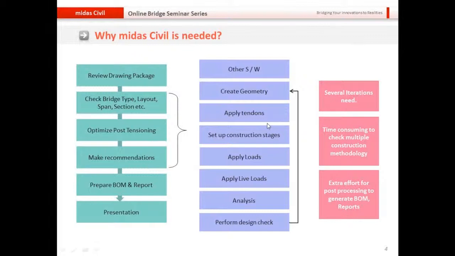And in tendons, he has to modify the cross section area, the stresses, the forces, in order to get a good and efficient design. So as you can clearly see, this process would require several iterations. This process would be time consuming if we have to perform checks for multiple construction methodologies. This process would also need extra effort from the engineers to prepare bill of material and report, because that is not taken care of by the current tool that we are looking at.